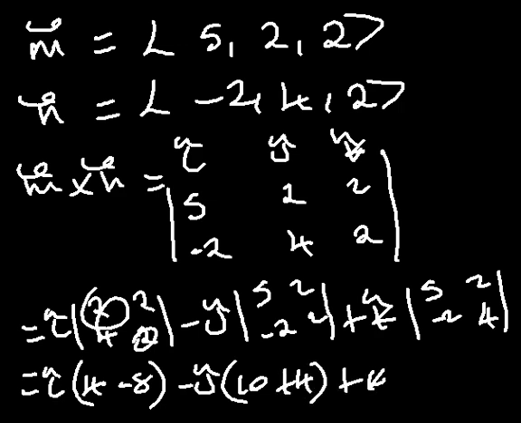And the plus k component: 5 times 4 is 20, and the minus 2 times -2 is -4, and with the other negative we have a plus 4. Now, what would that be?